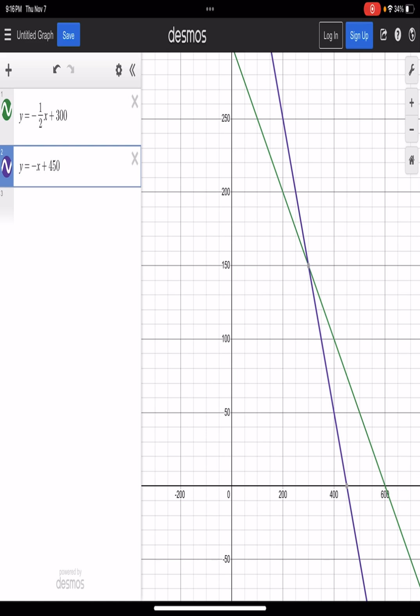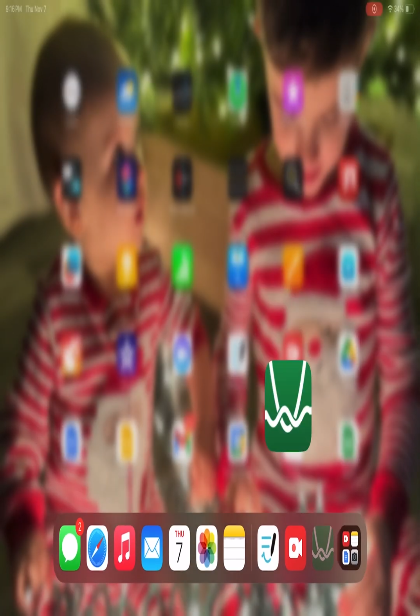So if you look here, I've already graphed them in my Desmos calculator. And the cool thing about Desmos is I can just select where they intersect and it gives me the ordered pair. So the ordered pair is 300, 150.